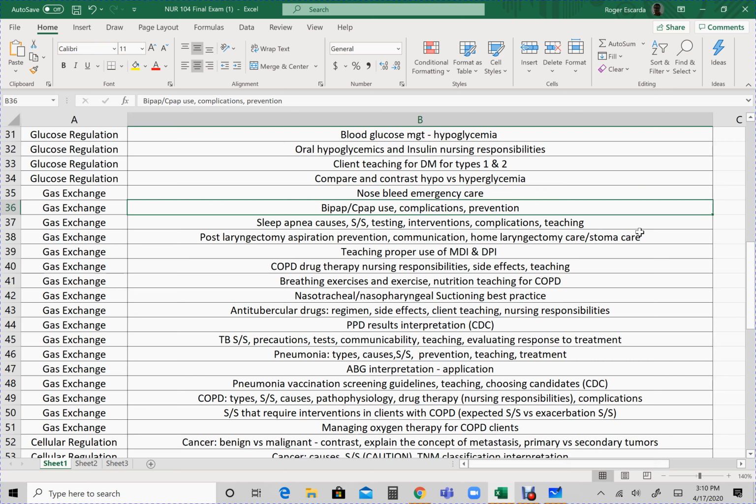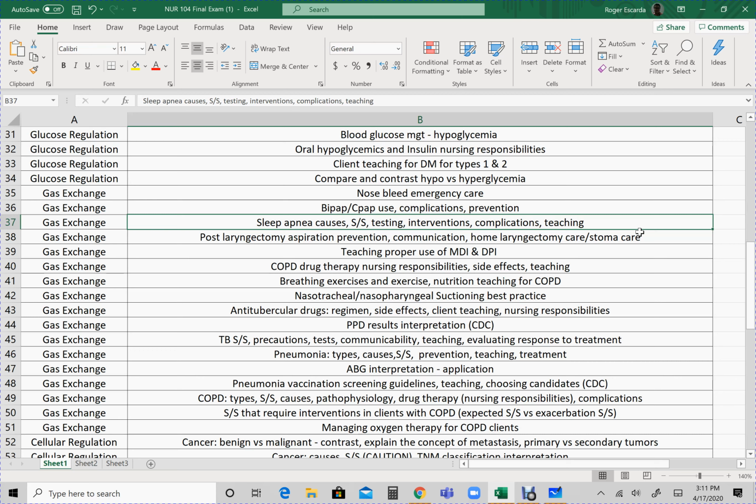Topic is specifically for how to use the BiPAP and CPAP, what could be complications, and how you prevent them. This one is now sleep apnea causes, signs and symptoms, how to diagnose it, because that's testing, which is obviously the sleep study.